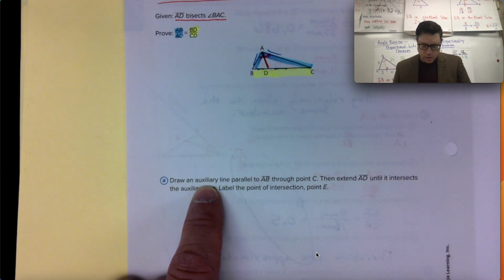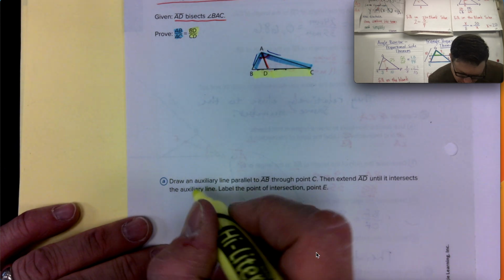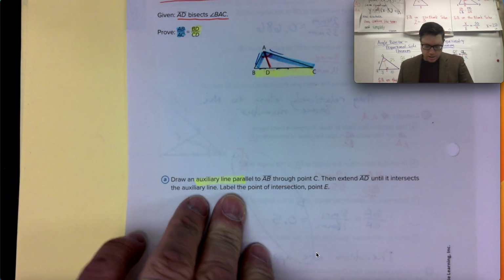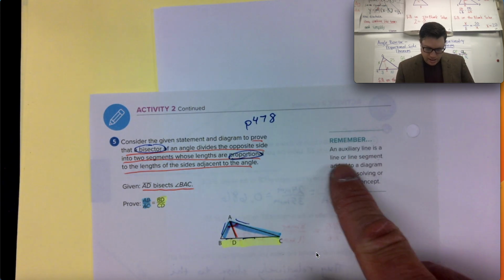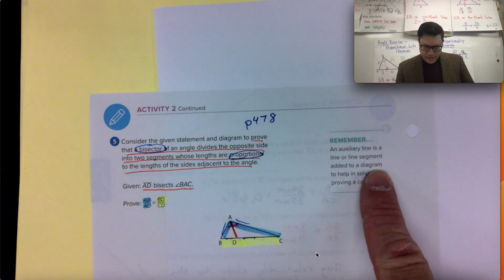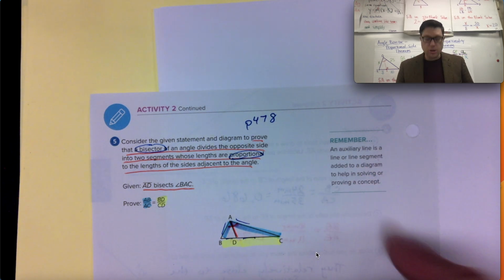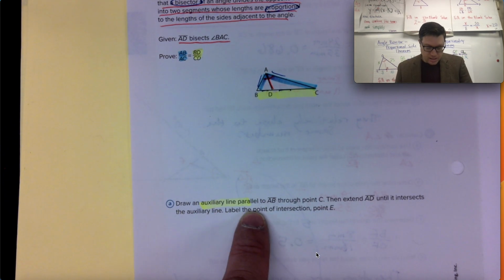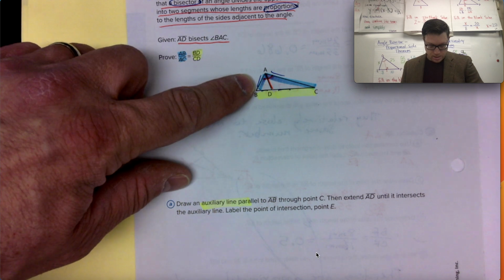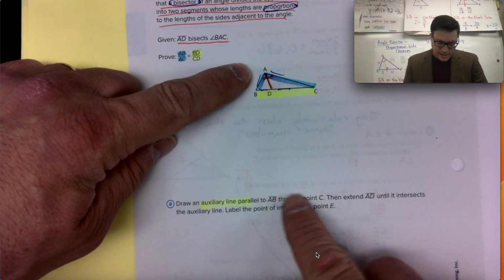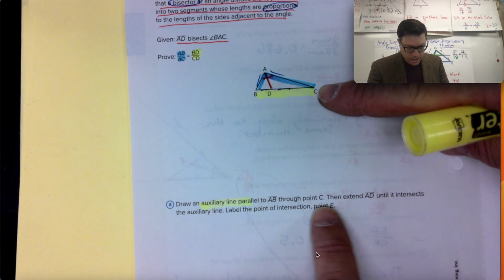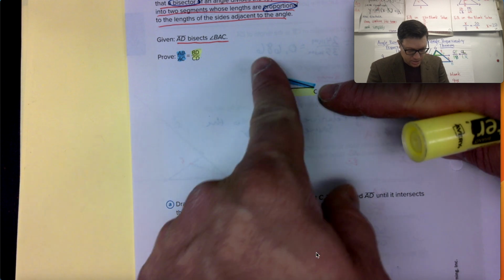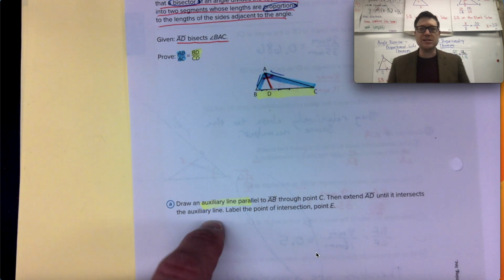Draw an auxiliary line. What is an auxiliary line? An auxiliary line is a line or line segment added to a diagram to help in solving the problem or proving a concept. So we're going to draw an auxiliary line that's parallel to AB. Not right there, because it's through point C, so it is over here. Then extend AD. So there's AD. We're going to extend it so that it intersects the auxiliary line. We're making similar triangles. I know about this.